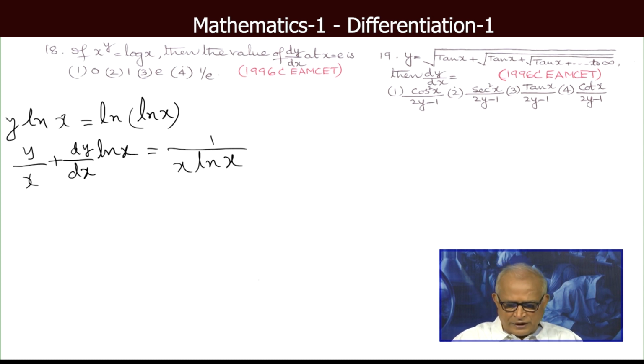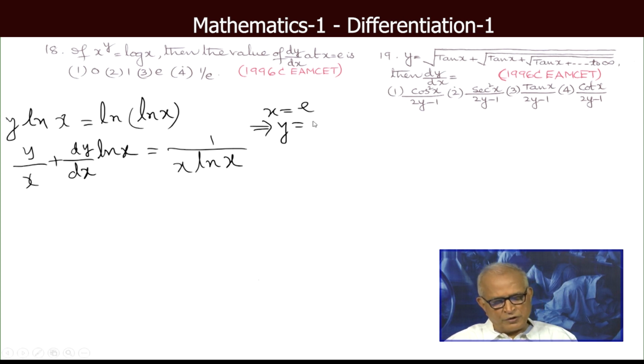Now, at x equal to e, what is y? When x equal to e, ln x is 1. So the right hand side is 1, so x power y is 1. X equal to e, so e power y is 1. That happens only when y equal to 0, because the exponential e power x is strictly increasing. Only for one value of y will e power y equal 1, namely y equal to 0.